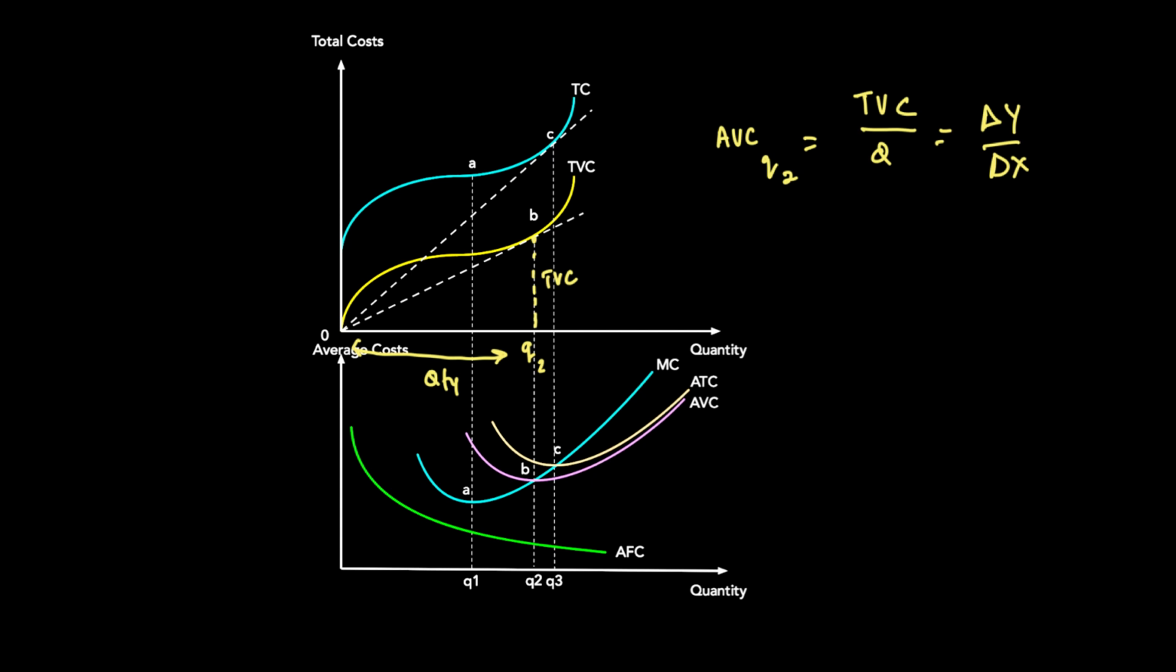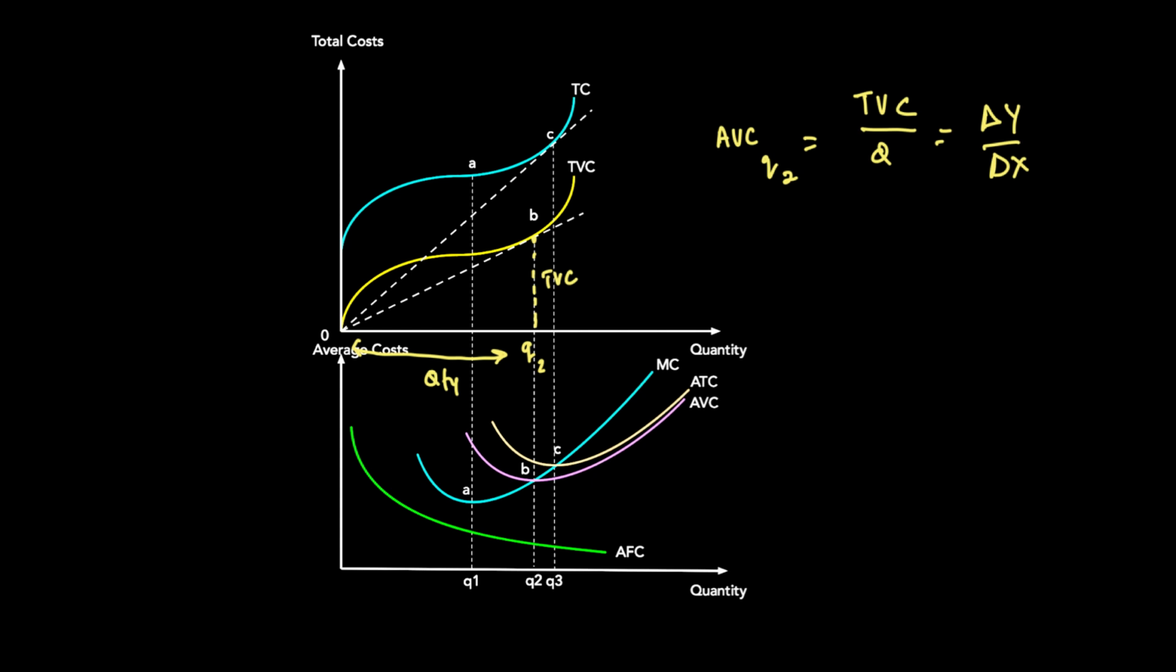Similarly, we can do the exercise for total cost. The slope of the line coming from the origin and touching the total cost curve will give you the value of ATC, and the lowest point of ATC, where ATC is the minimum, will be the flattest line possible touching the total cost curve.